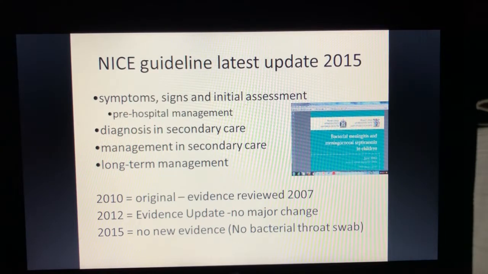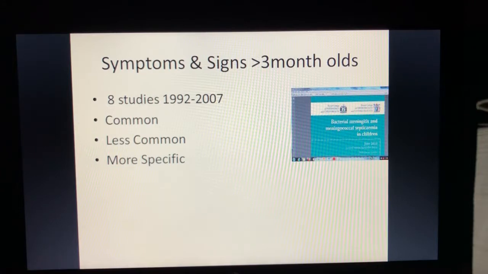So there were 5 main areas that the NICE guideline focused on, and we're going to go through 4 of them. So that's symptoms, signs and initial assessment, diagnosis in secondary care as well as management, and long-term management. So firstly, with symptoms and signs in the over 3-month-old group, there were 8 studies over a 15-year period looking at symptoms and signs, and they categorised them as either common, less common, or more specific for meningitis.